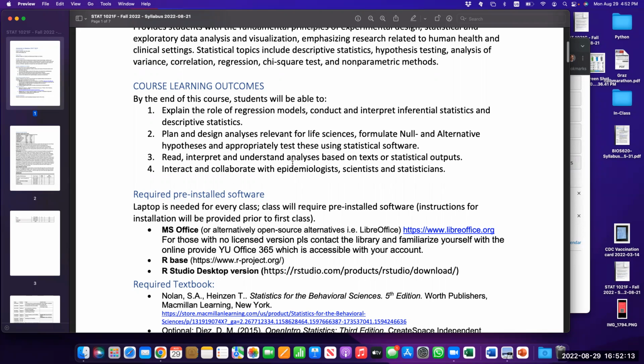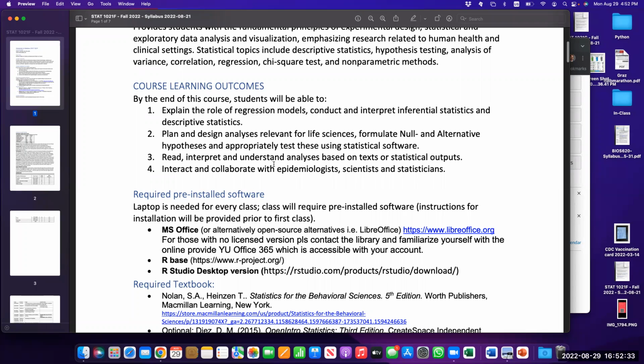And I want you to read and interpret analyses that are being presented to you, at least in broad strokes, to understand what this is about, what you're looking at, which is essentially what you will be needing. Even if you don't do analysis yourself, you will see the printouts and the readouts of statistical software. So you will need that.